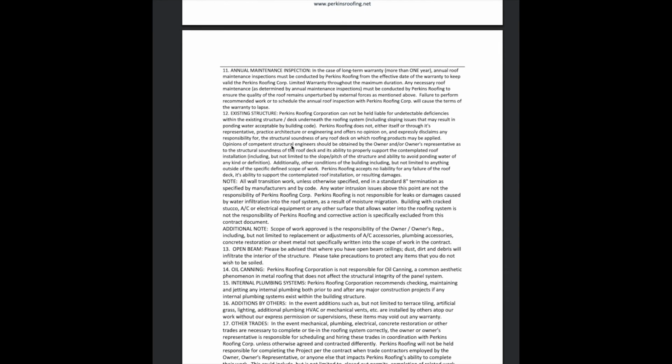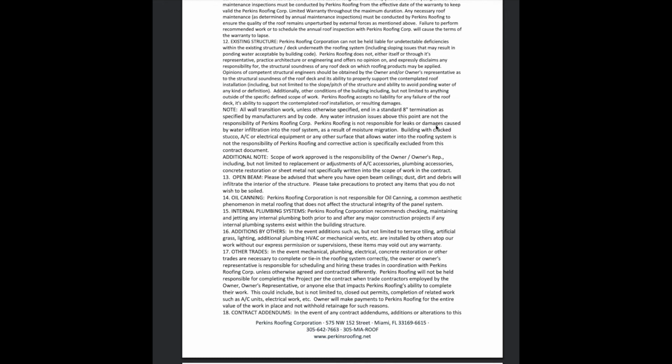Let us keep moving on down here. Right here is a new addition under existing structure. All wall transition work, unless otherwise specified, ends in an 8-inch termination as specified by the manufacturers and by code. Any water intrusion issues above this point are not the responsibility of Perkins Roofing Corp.